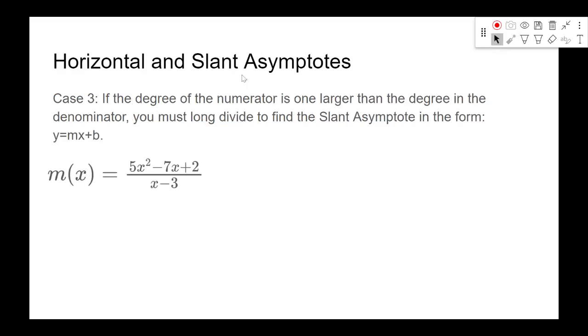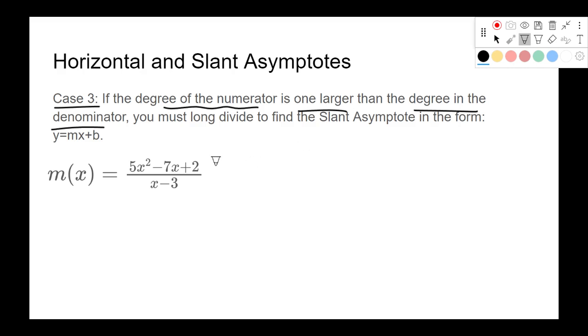The third one is everyone's favorite, case 3. If the degree in the numerator is 1 larger than the degree in the denominator, you need to long divide to find the slant asymptote in the form y equals mx plus b, the equation of a line.